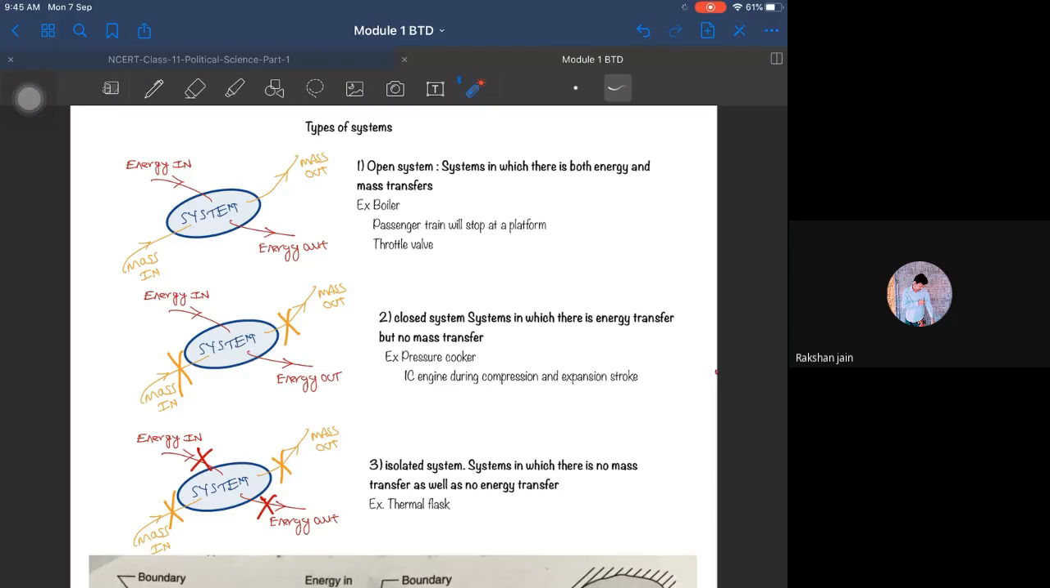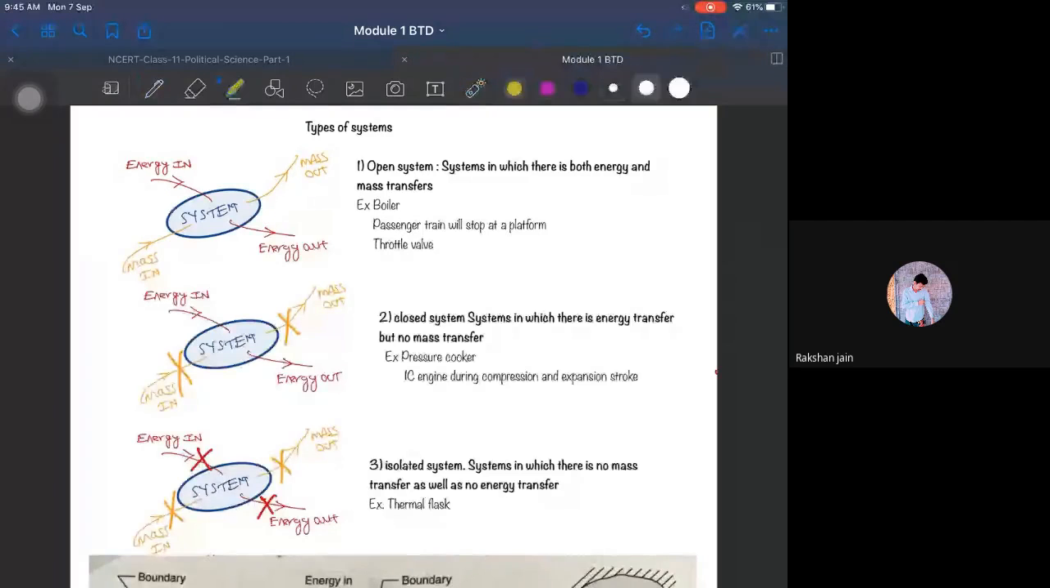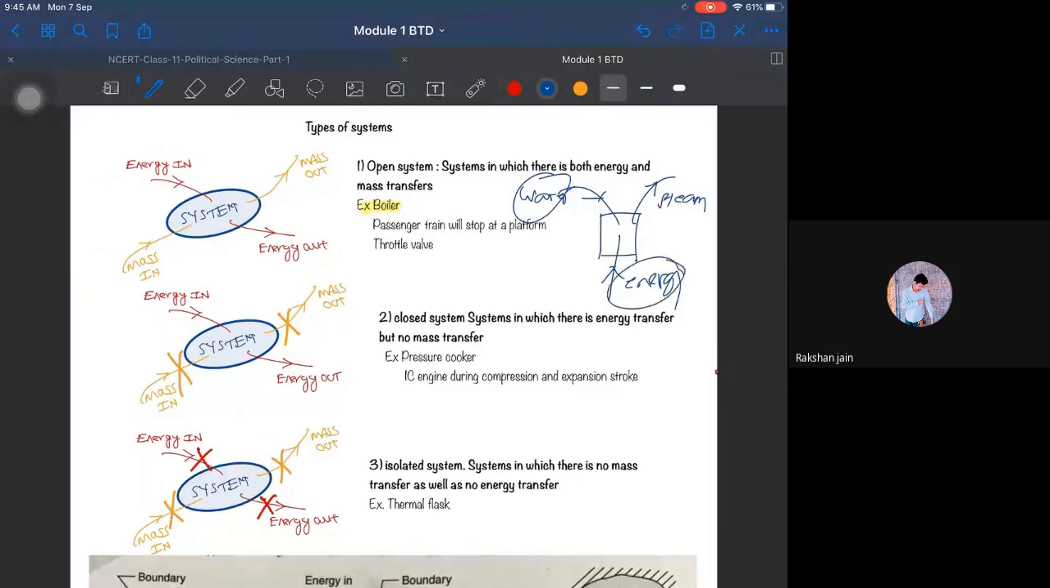So we shall discuss the examples now. The first one is the boiler. What happens in a boiler? In the boiler, you input water and take out steam, and you input energy, which is the heat energy. So there is both mass and energy transfer in and out of the system. So definitely it is an open system. No other confusions in the boiler, correct?